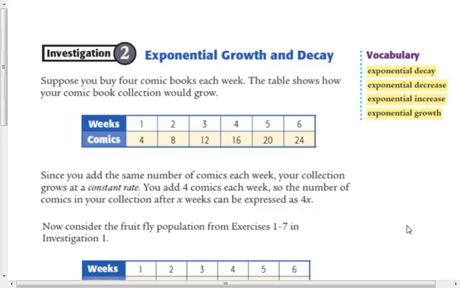Hey students, this is lesson 422, exponential growth and decay. What we're going to learn today is that there's two kinds of exponential growth, increasing exponential growth and decreasing exponential growth. And we're going to look at a couple examples of each of these.